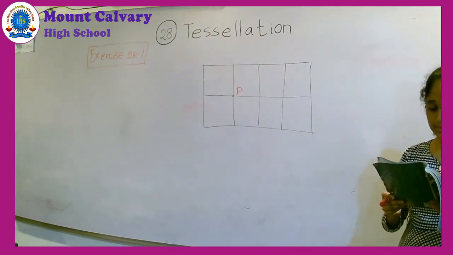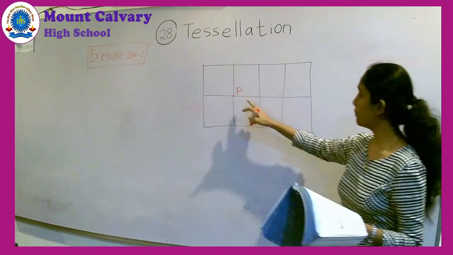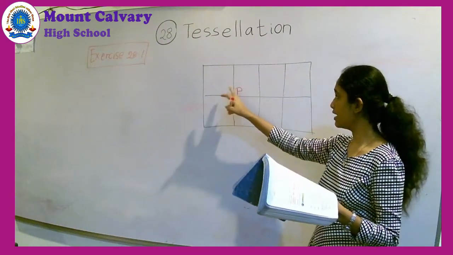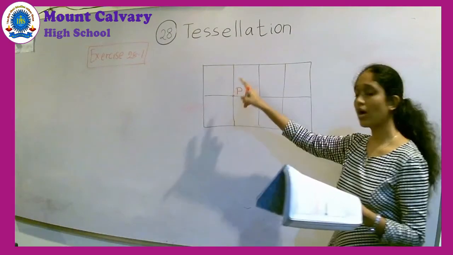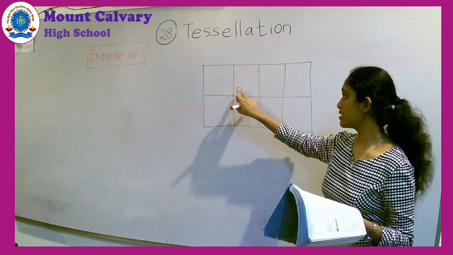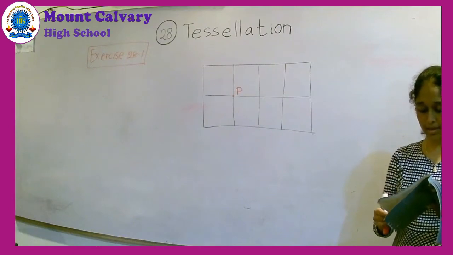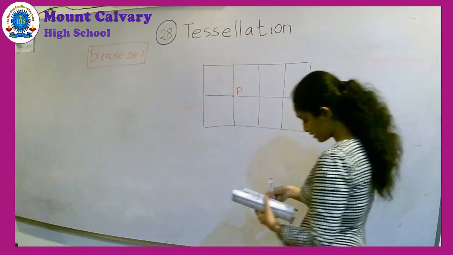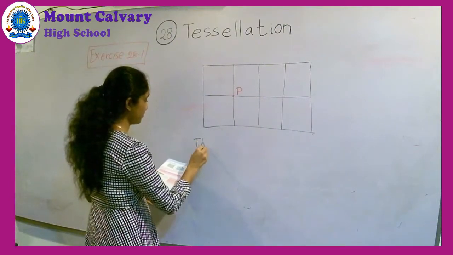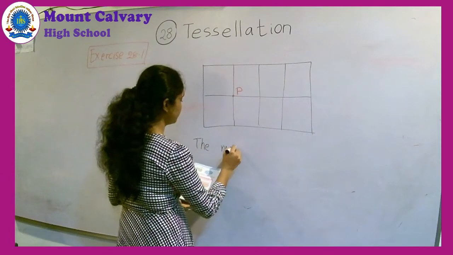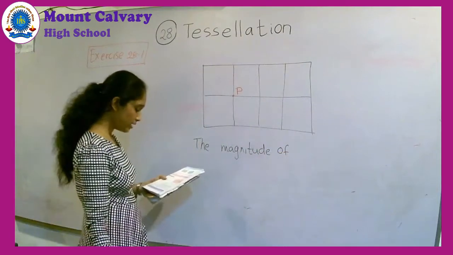As depicted in the figure, the angles of four squares are around the point P, right? So, the interior angles of four squares are indicated here. They are located around the point P, right? All the angles are located around this point P. So, the magnitude of an interior angle of the square, we will write it.